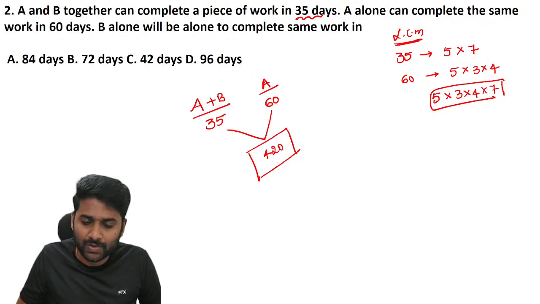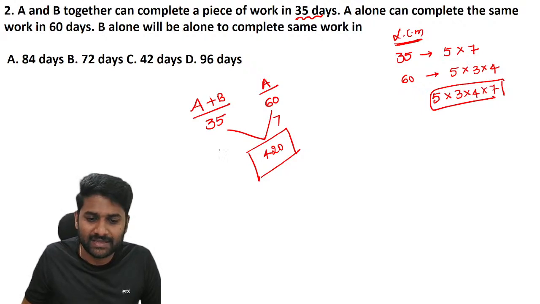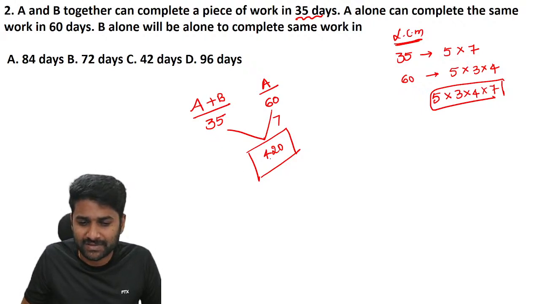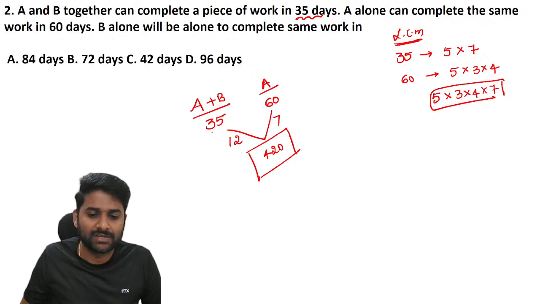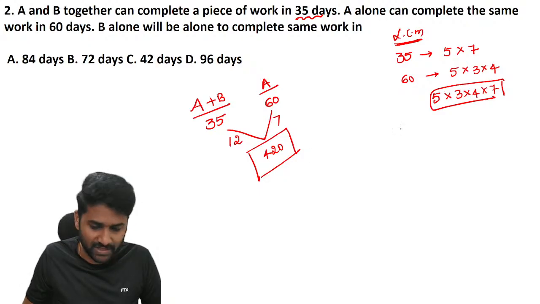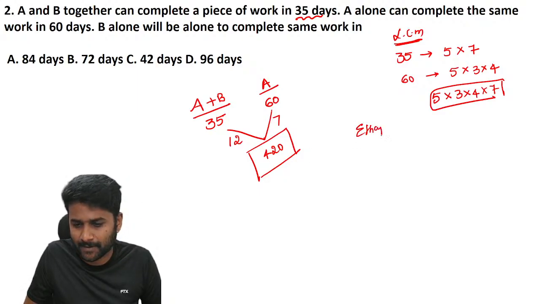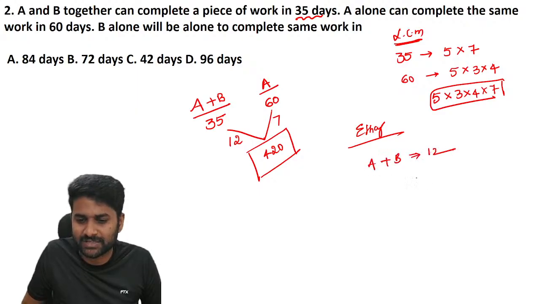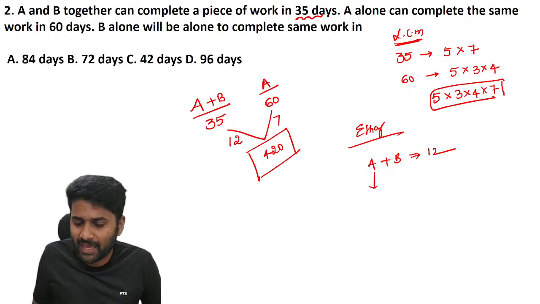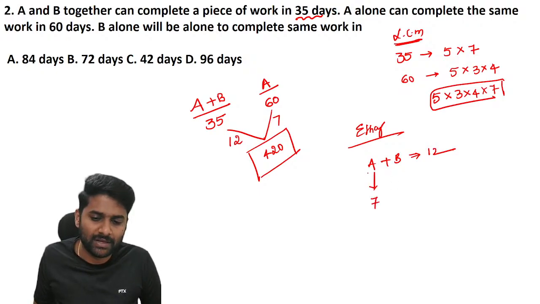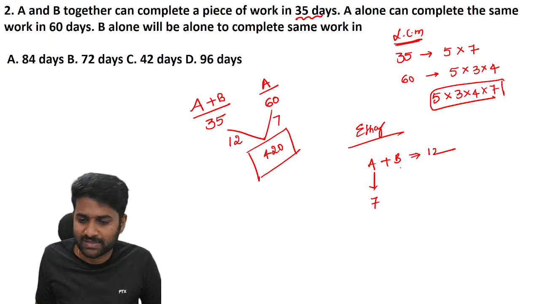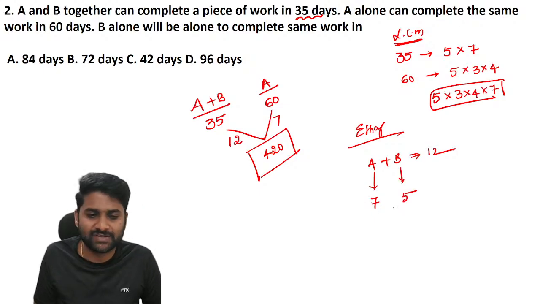Now 420 units of work are completed by A in 60 days, so A's efficiency is 7 units. In the same way, 35 days for A and B together: 420 is exactly equal to 12 times 35. So 350 plus 70 is 420. Understand the efficiency here. A and B together complete 12 units per day. As you know, A's efficiency is 7. Out of 12, if A's contribution is 7 units, definitely B's contribution is 5 units.